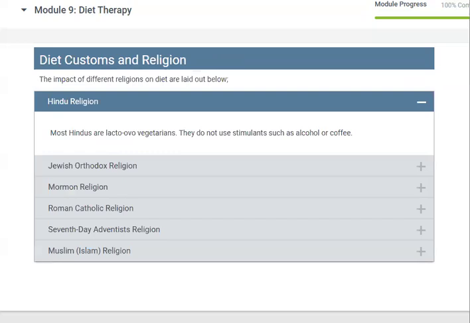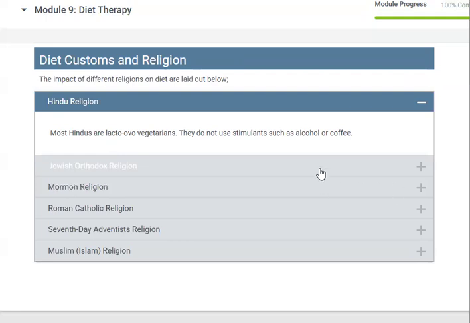Diet customs and religion. The impact of different religions on diet are laid out below. Hindu religion. Most Hindus are lacto-vegetarians. They do not use stimulants such as alcohol or coffee.